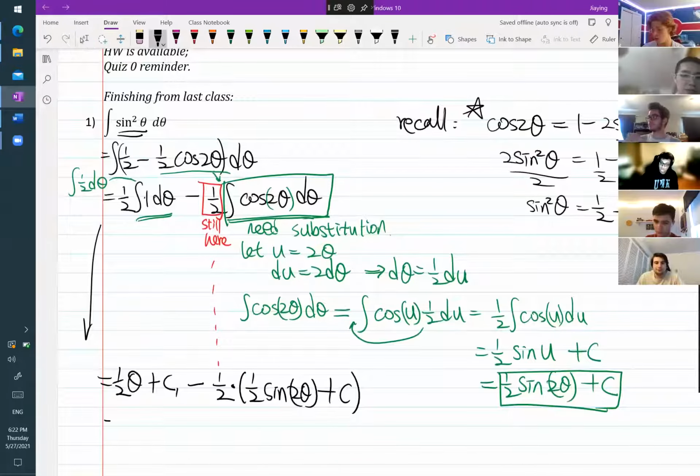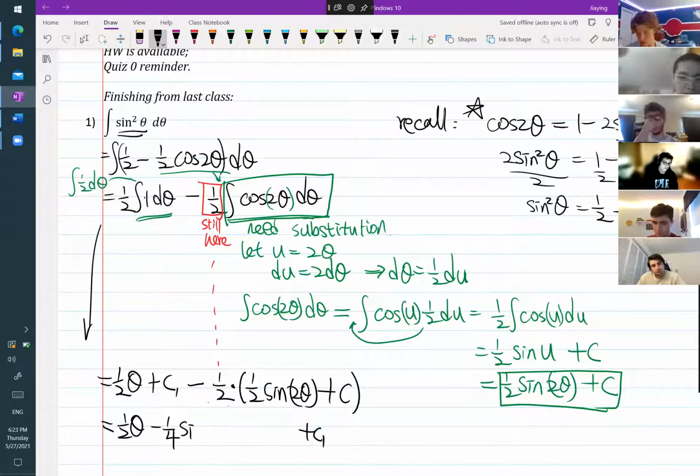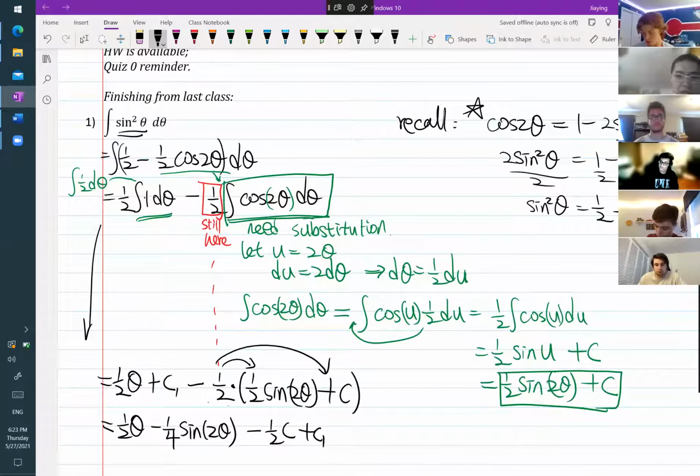And the rest is about simplifying. You probably wonder, that's a lot of constants. Well, let's put all the constants together. So I got 1/2 theta plus c1. I'm going to move it to the end, so plus c1, move it to the end. And then I have minus half times half sine. So that's a minus 1/4 sine 2 theta. That's distributing the negative half. Then I distribute again to the c. So that will be minus 1/2 c.